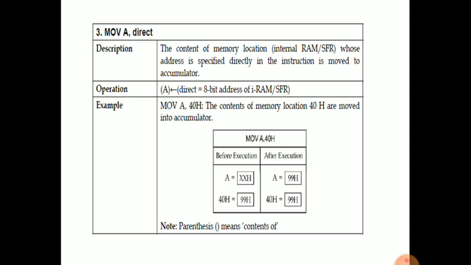All these three are part of the data transfer instructions, and we have a number of instructions. We should see each and every instruction and learn what will happen, and with a good example we can understand what the data is before execution and how it changes after the execution. So we can see with good examples.